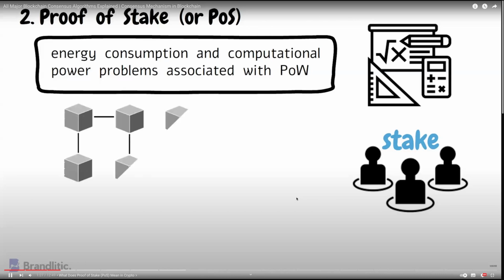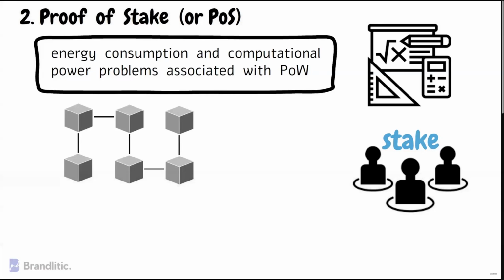On the basis of this, the network then randomly selects a participant to validate the next block of transactions based on their staked amount.